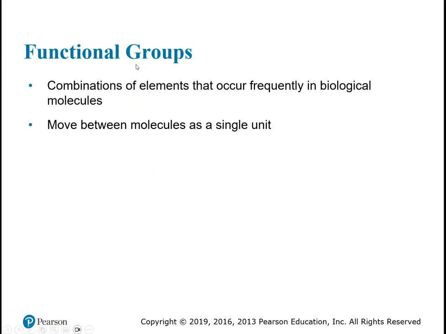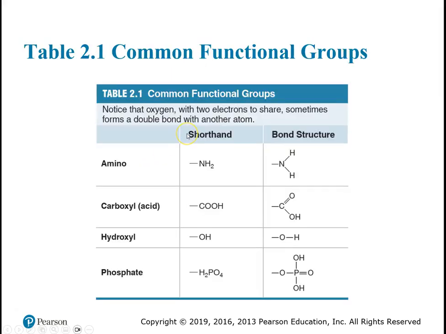I want to talk a little bit about functional groups because you'll see those referenced. These are combinations of elements that occur very frequently in biological molecules, and they can move between molecules as a single unit. Some of the very common functional groups that we see are amino groups. This is nitrogen linked to two hydrogen atoms. We see these on proteins a lot. This is a classic protein functional group.